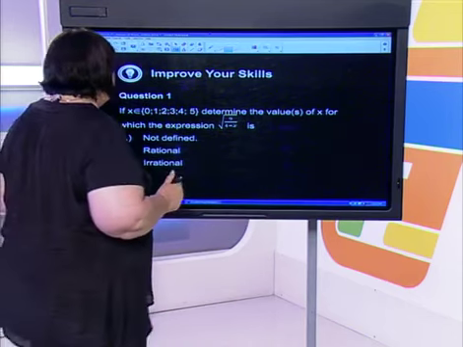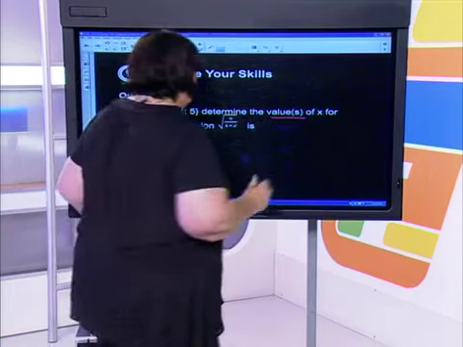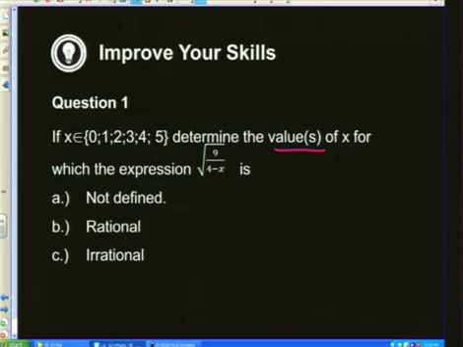Let's have a look. It says if x is an element of 0, 1, 2, 3, 4, and 5, determine the value or values. When they do this, what they're trying to say to you is there won't just be one answer. There might be for one or two of the questions, but mostly there will be more than one answer. Otherwise, they won't use that little bracket with values of x, for which the expression, and there's the expression, is not defined. Now, I did mention not defined when we were looking at rational numbers. I said to you, a rational number can be written as a over b, where b is not equal to 0, because if b is 0, the whole thing is undefined.